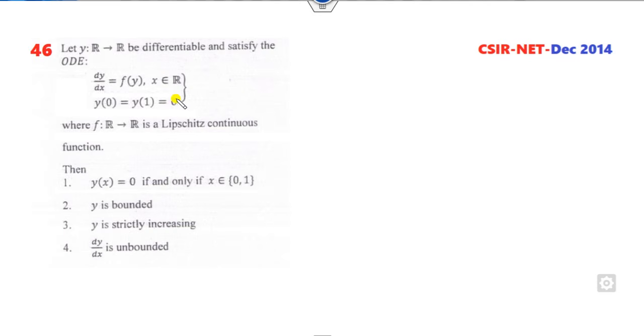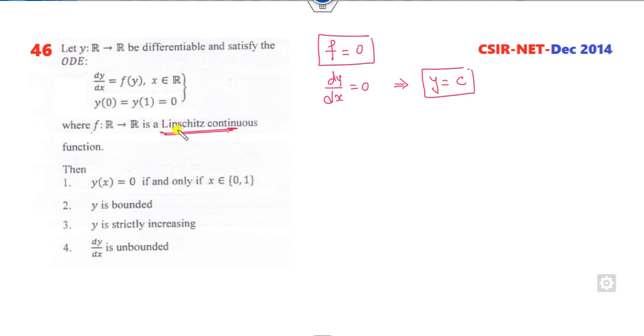Okay, again that's very simple. F is a Lipschitz continuous function. What is a continuous function you can take? I can simply take f as 0. So if f is 0, what is the meaning of that? Dy by dx is 0. So y is equal to constant, and y of 1 is 0. It means c is 0. So y of x is 0 for all x in the domain.